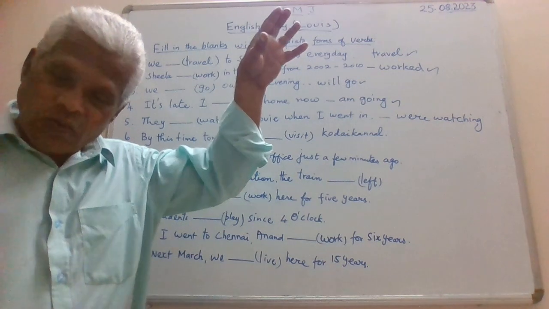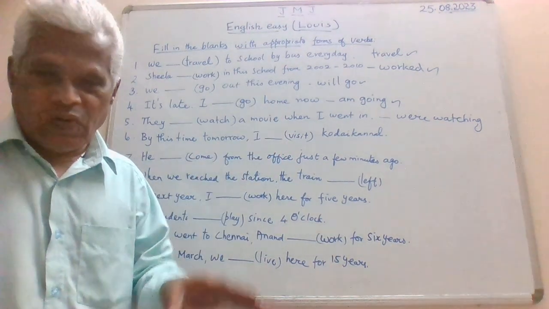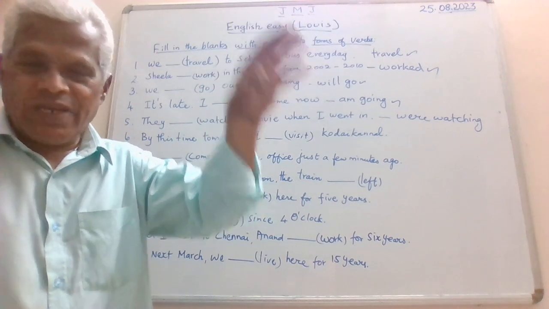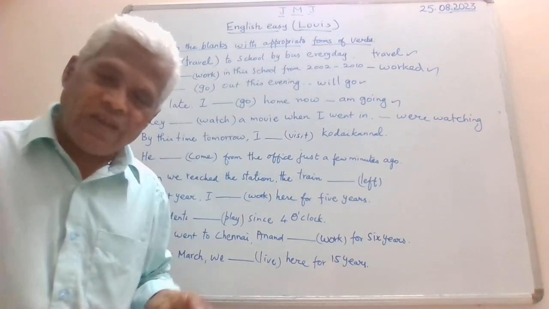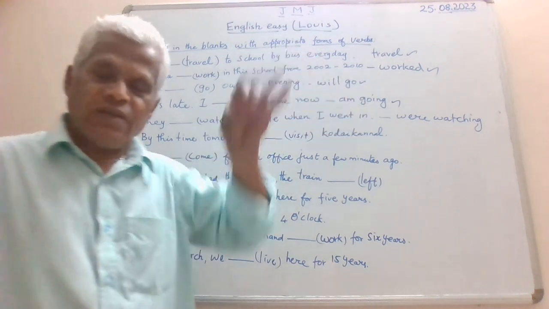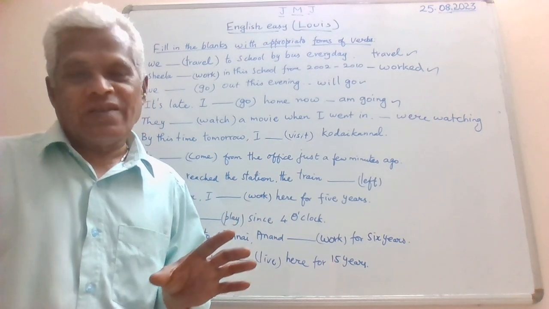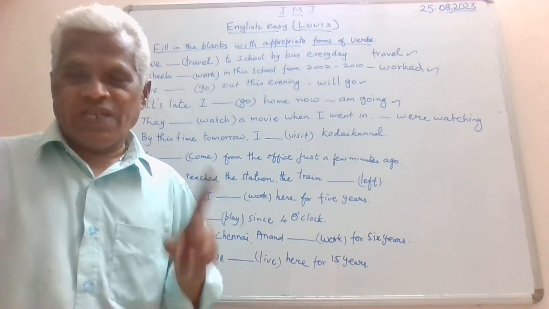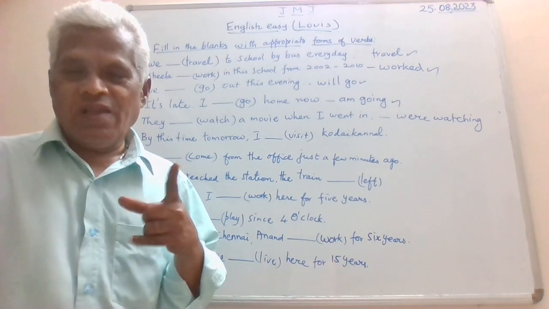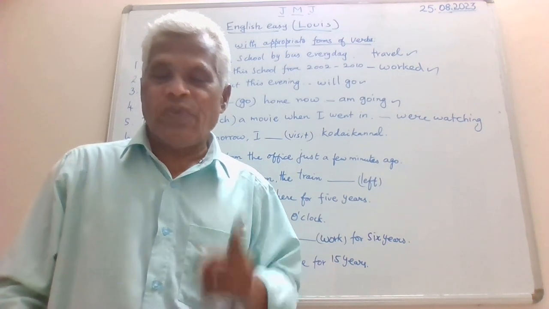By this time tomorrow. So look at the nature of the sentence here. By this time tomorrow, a particular time is mentioned in the future, and where the person is going to be is also mentioned. So what is the situation now? Which tense is used here? Future continuous tense.